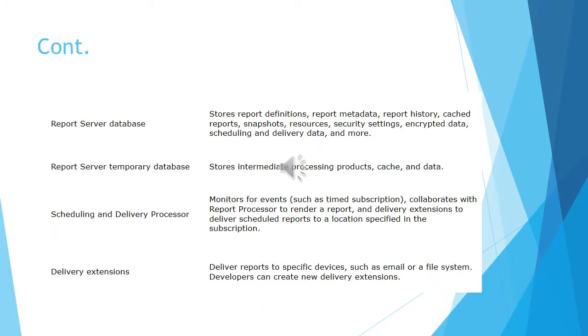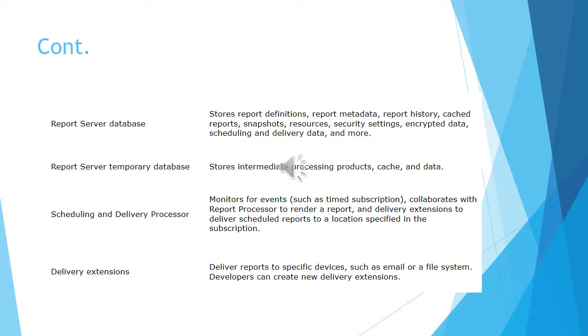Next component is a report server database. It stores report definitions, report metadata, report history, cached reports, snapshots, resources, security settings, encrypted data, scheduling and delivery data, and many more information about the report. Next component is report server temporary databases. It stores the intermediate processing product, cache and data related to the report.